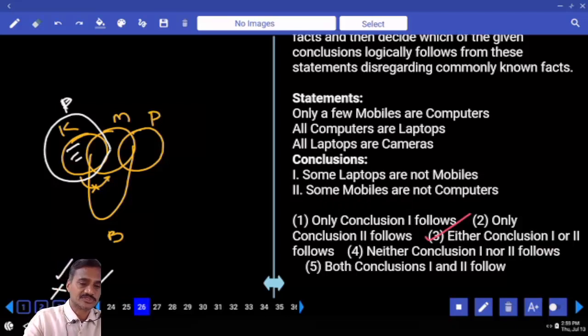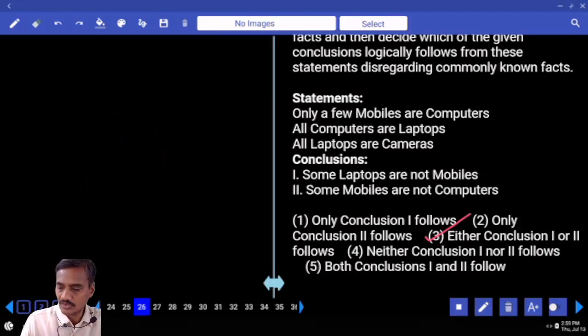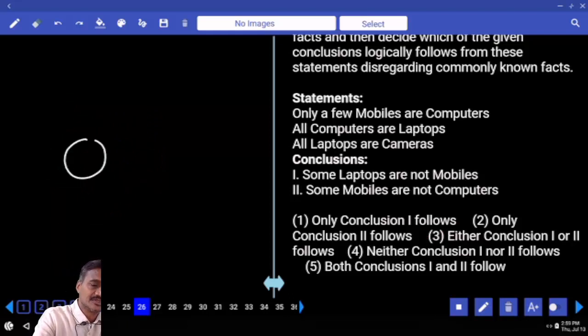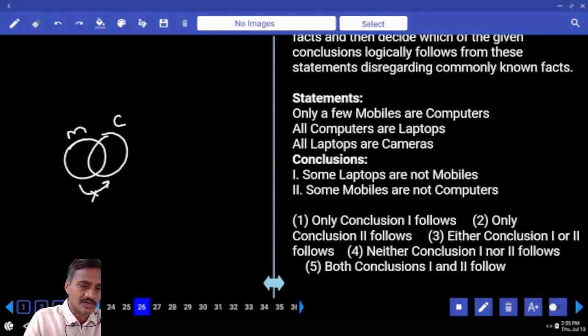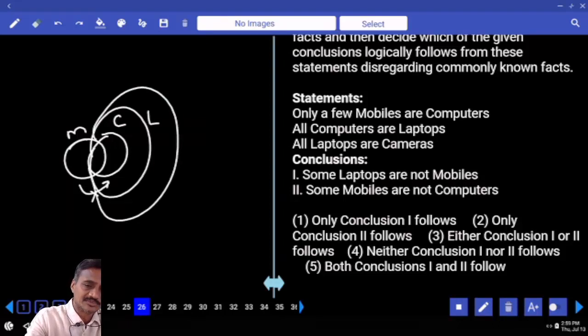Then next one, 26. Now 26 to 1. Only a few mobiles are computers. Now these are the mobiles that are computers. Only some mobiles but not all. And all computers are laptops. This entire computer is a part of this laptop. And all laptops are what? All laptops are cameras. Then, now this is about computers.